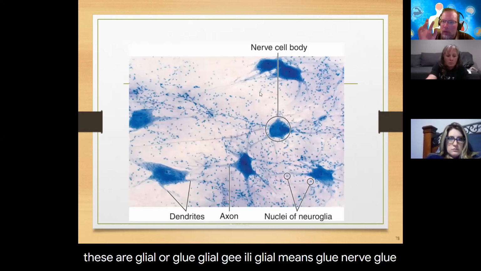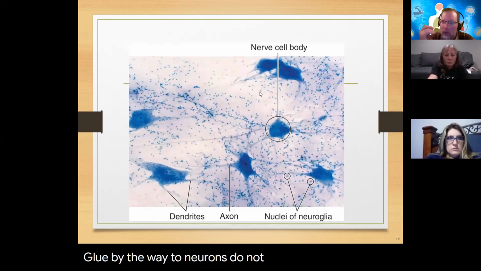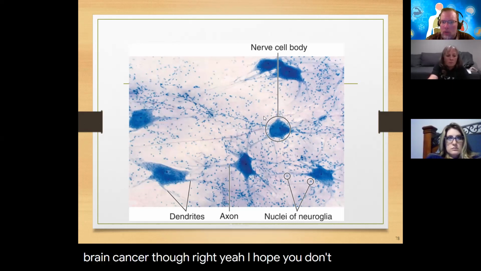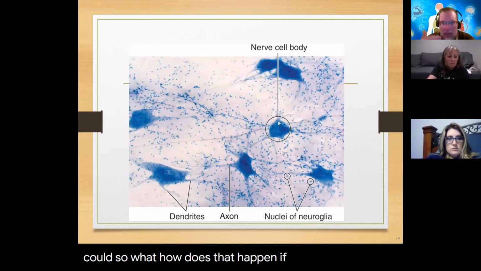By the way, too, neurons do not regenerate. So you cannot get nerve cancer or neuron cancer. You can get brain cancer though, right? Yeah, I hope you don't, but you could. So how does that happen? If neurons don't go through mitosis, how can I have cancer, which is hypermitosis?